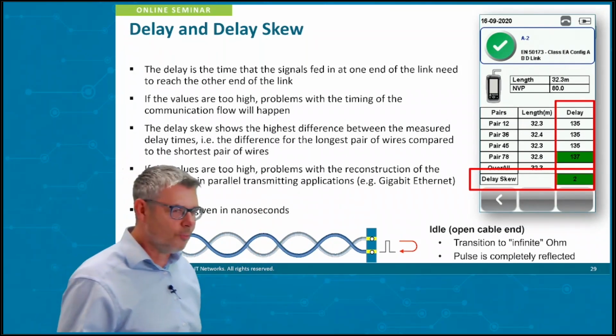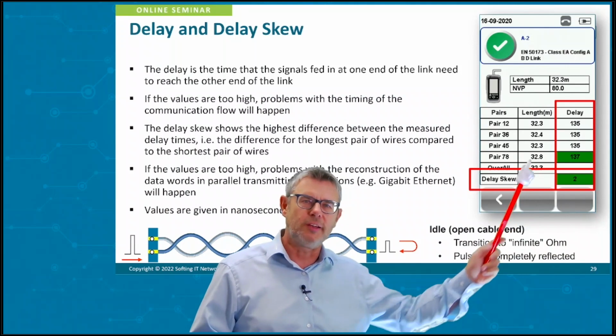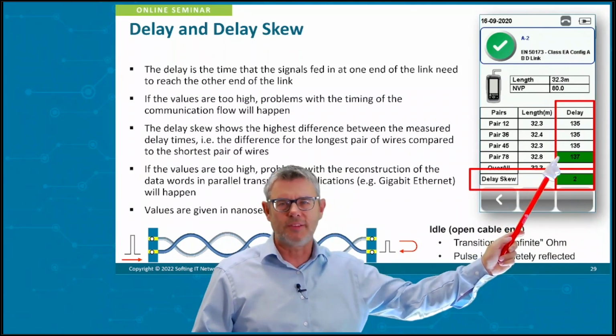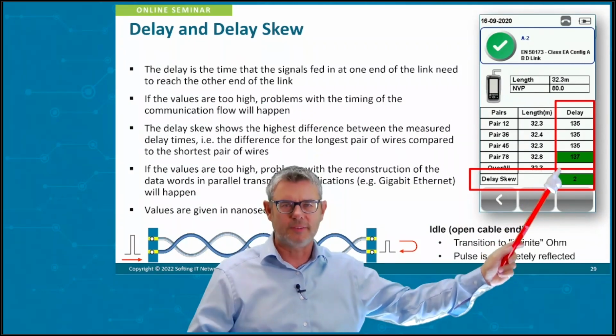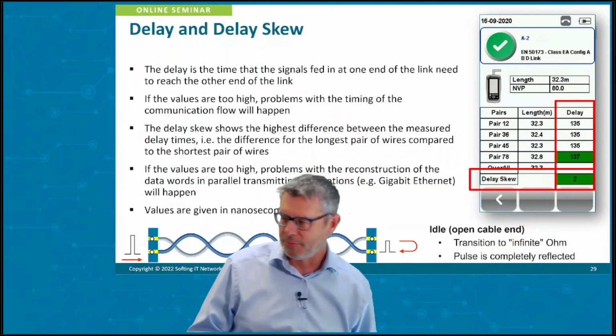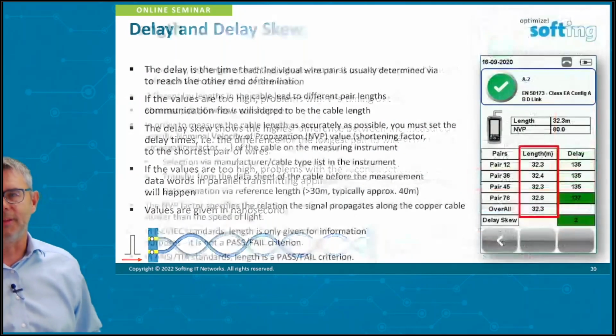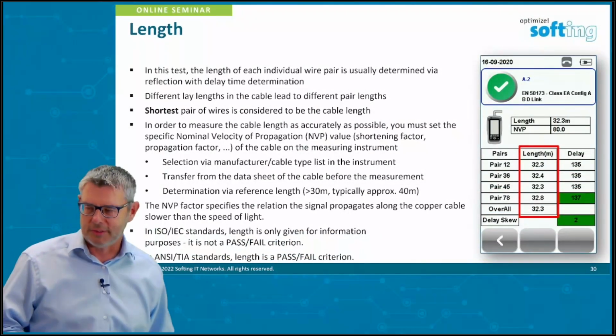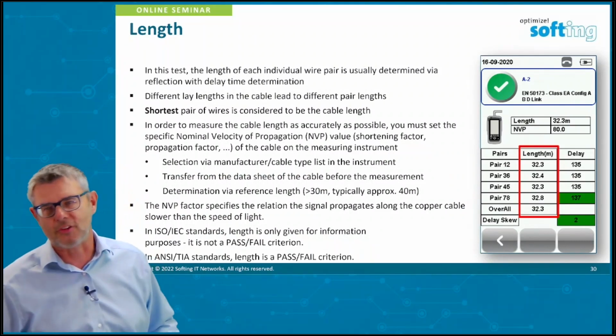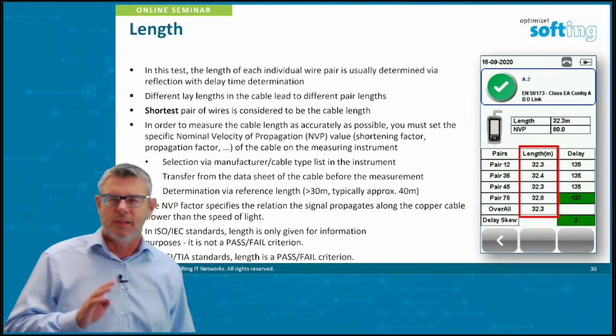And you see, each time one of these fields on the screen is green, it's within the limits. If it turns red, you left the limits, and you have to see what happened. Okay, this delay measurement we're also using for another parameter: the length measurement. For the length measurement you can see we're also measuring all four pairs.